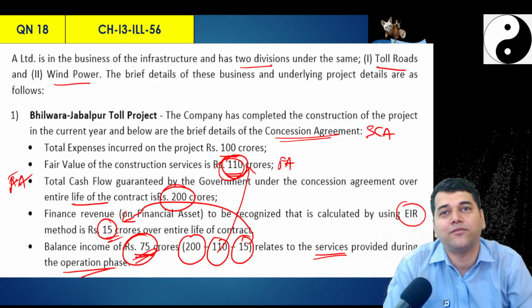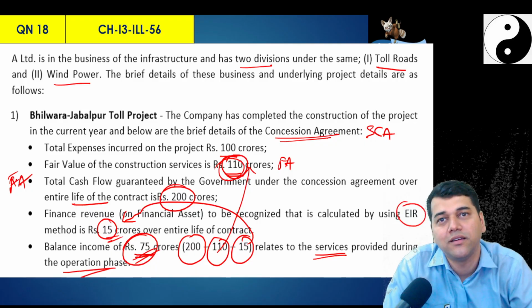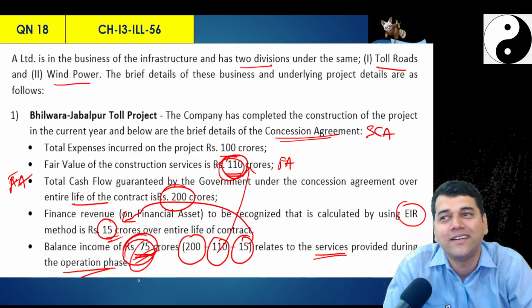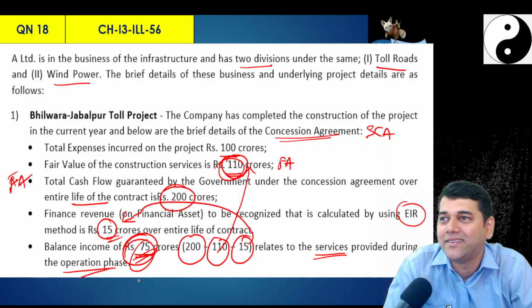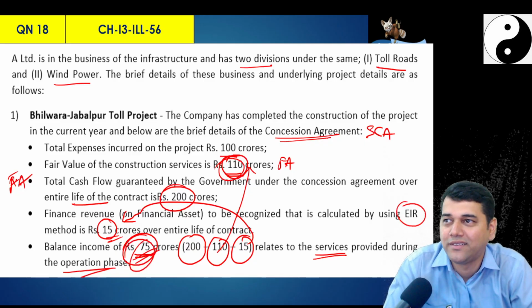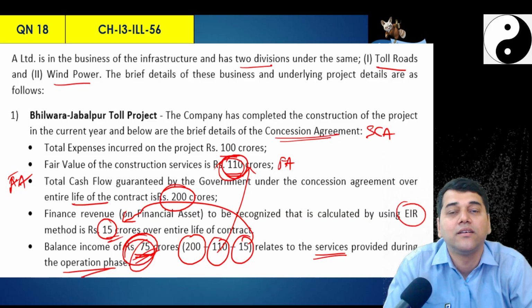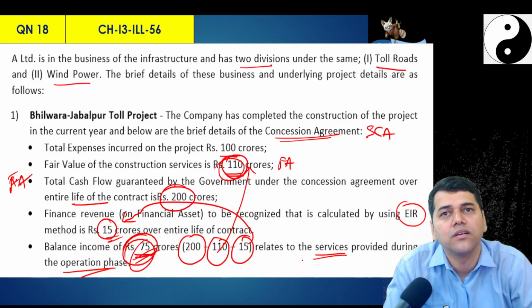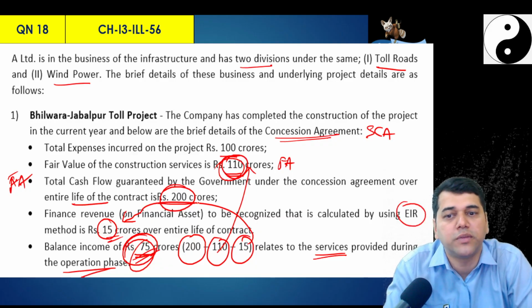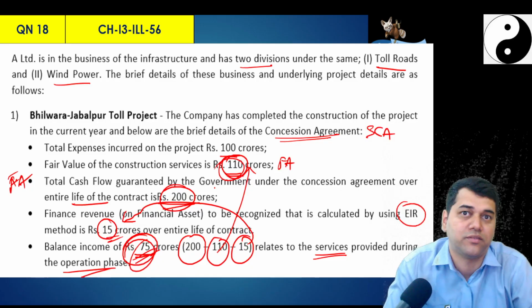If that is the case, why will the government give you 200 extra? Why will they give you 75 extra? Mad or what? Government is also intelligent, no? Not super intelligent. Total 200 will be given by the government, not 1 rupee more, 1 rupee less.